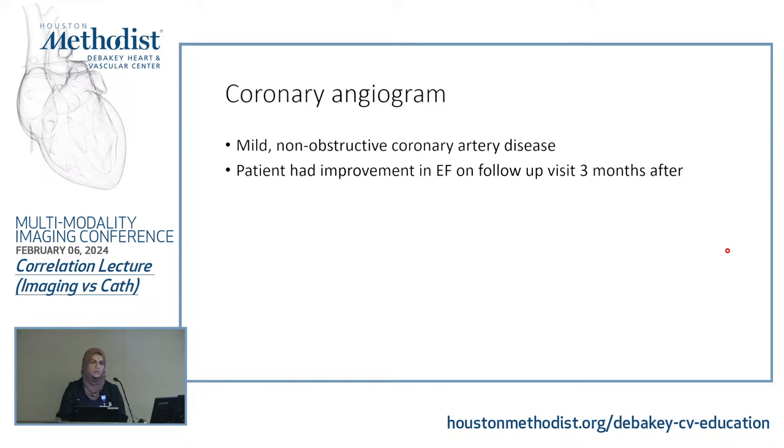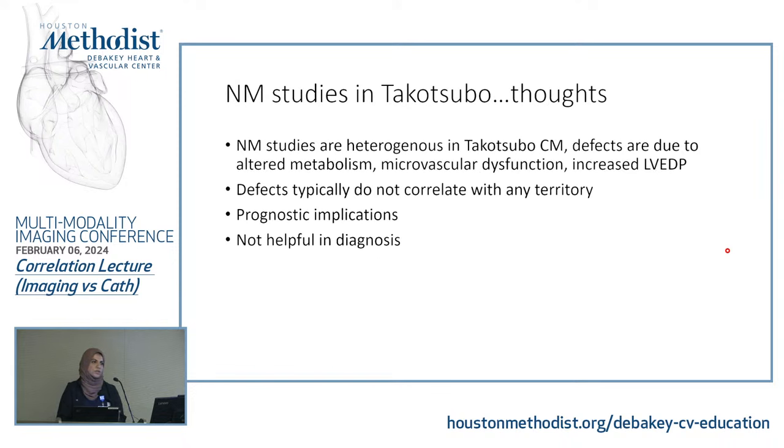If you do a literature review on what nuclear studies look like in Takotsubo patients, you're going to get a mixed bag. They sometimes get fixed defects, sometimes reversible defects. They also have some unusual FDG metabolic uptake. But none of that is diagnostic or helpful. So if you're thinking Takotsubo, think about an MRI, a coronary angiogram or a CTA, but not a PET. So those are the three cases that I have.